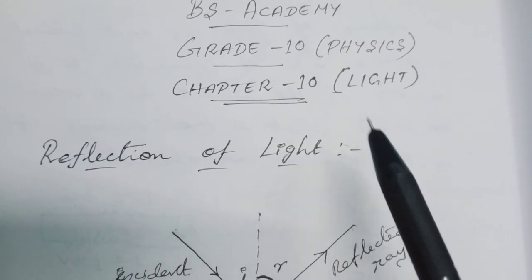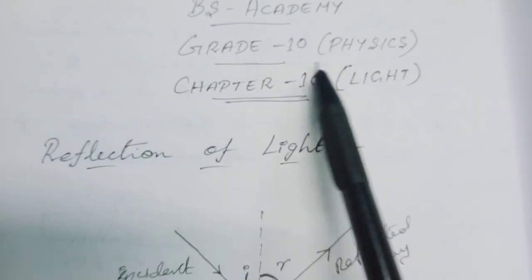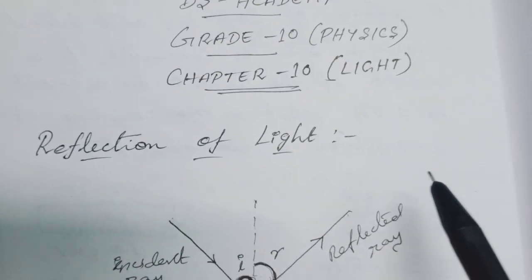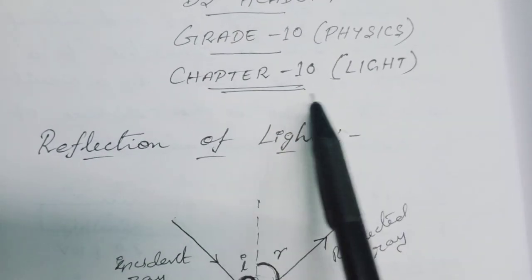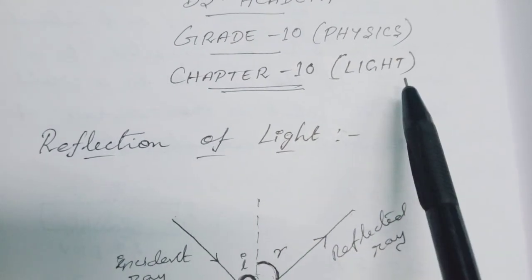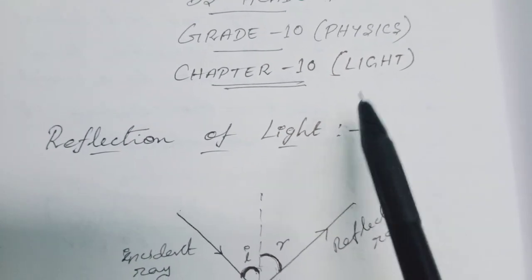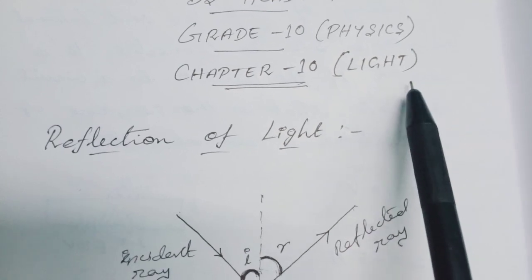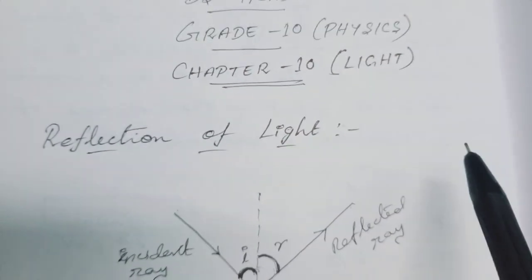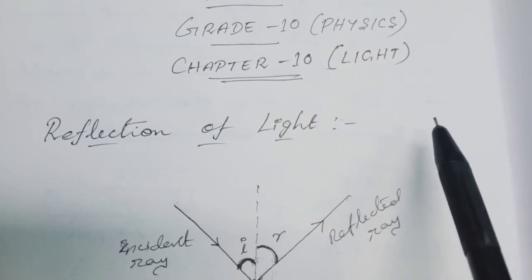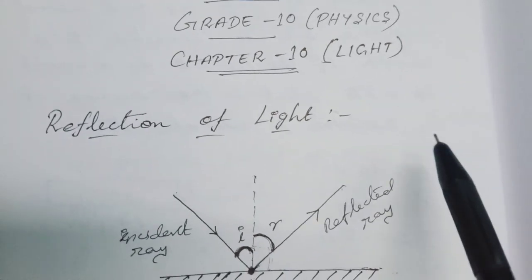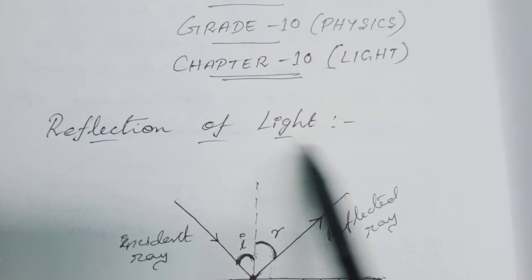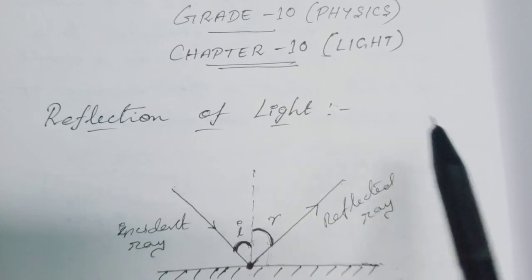In this video we are going to discuss the grade 10 physics chapter 10, Light, Reflection and Refraction. In this chapter, half of the lesson is about reflection of light and the remaining part is about refraction of light. So first of all, we are going to discuss what is reflection of light.